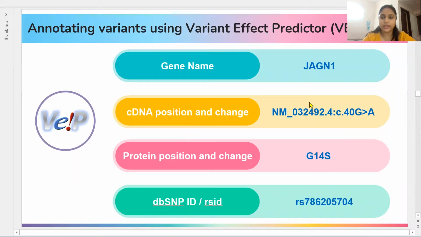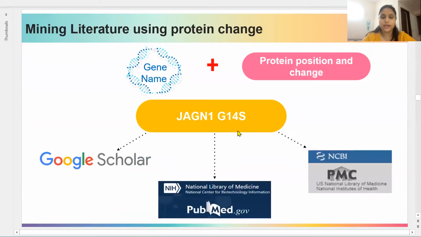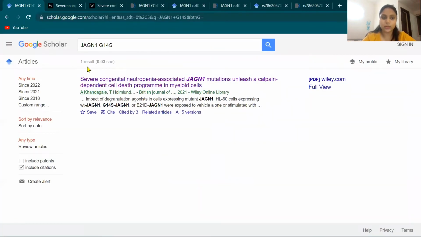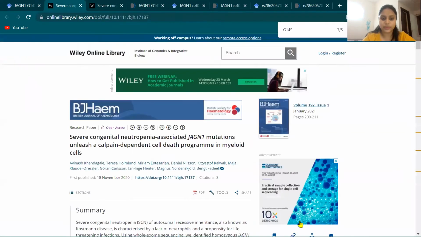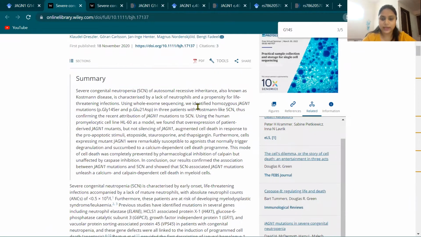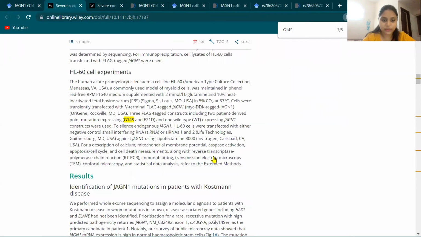So I have already fetched the IDs for this variant from EP, and I will put the protein ID in Google Scholar. You can see that I got only one search result, and when I opened this paper and read the abstract, I could see that they have said that they identified homozygous mutation G14S and E14D in 3 patients with this disease. Therefore, this could have co-segregation studies with it.